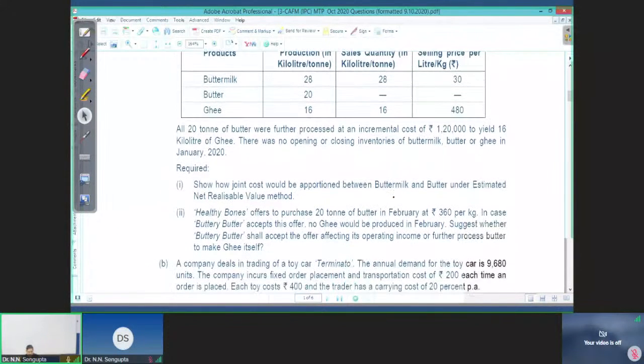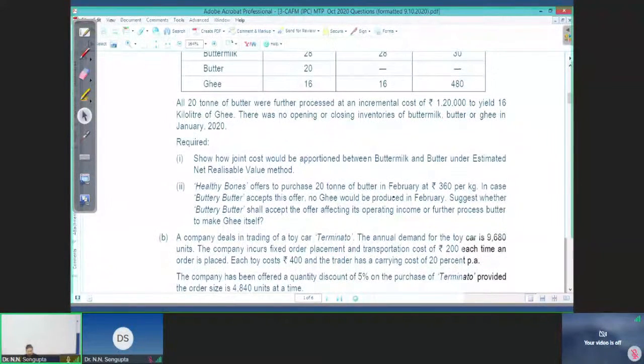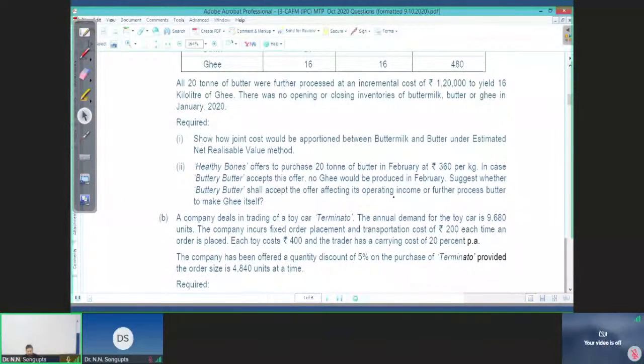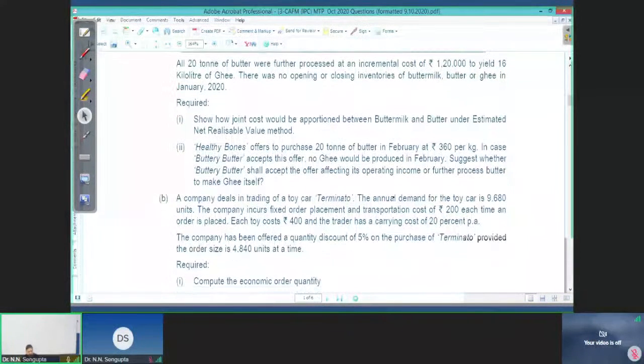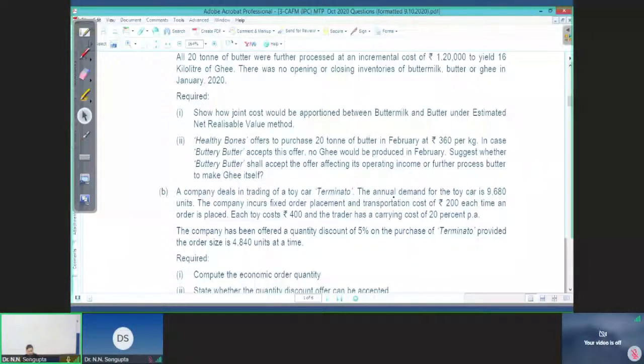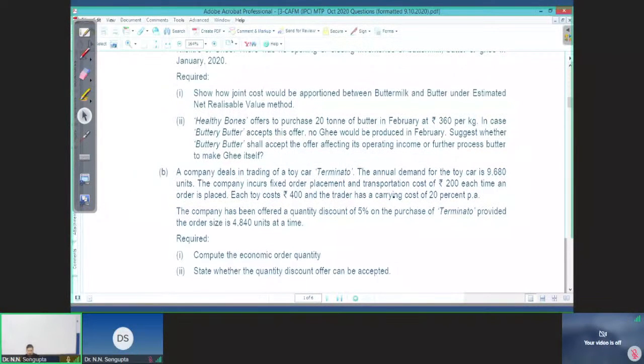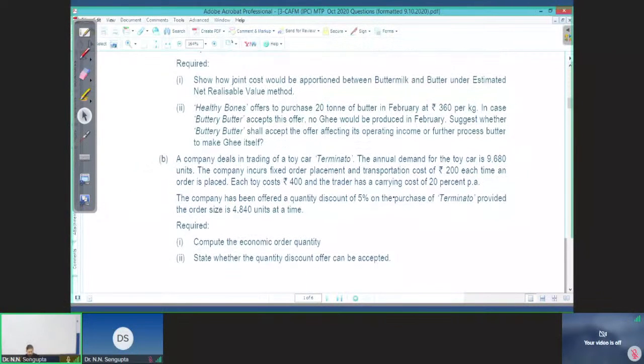And then there was a second part, which is a small decision making question: whether the company shall accept the offer affecting its operating income or further process it. So this type of question is a very, very popular question, and this will really help you to grasp any sort of question which may come in from the chapter joint product and by product.